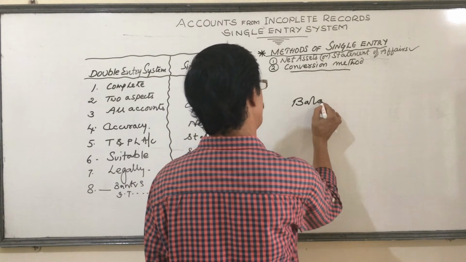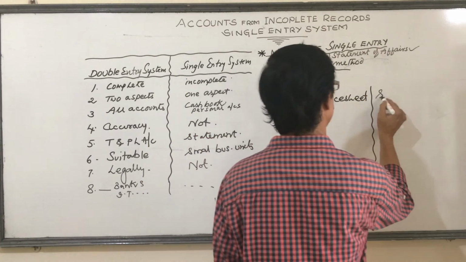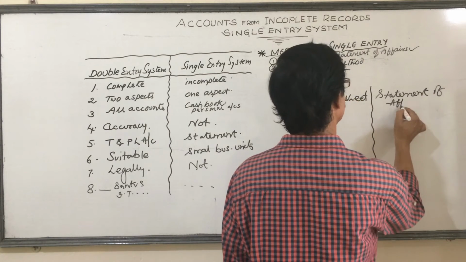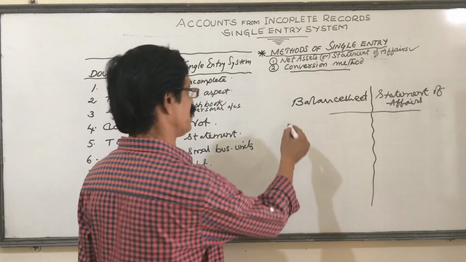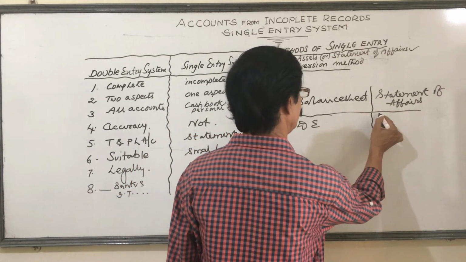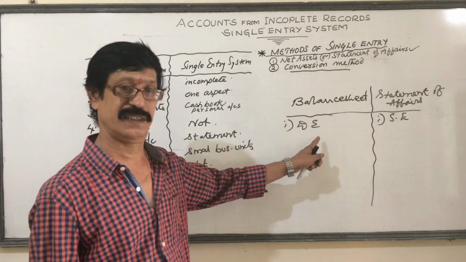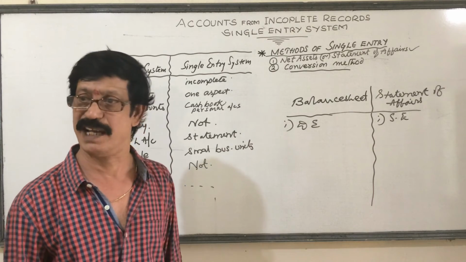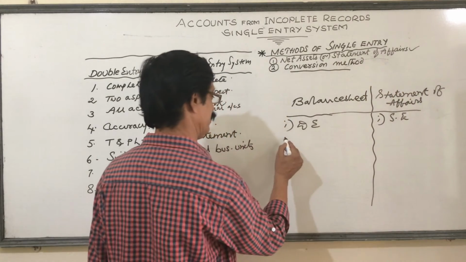Now, what is the difference between the balance sheet and the statement of affairs? Well, dear students, generally the term balance sheet is used in the double entry system, but statement of affairs is used in the single entry system. Balance sheet is the financial statement, the last statement prepared under the double entry system. After trading, profit and loss account, balance sheet is prepared. But statement of affairs is generally prepared under the single entry system.